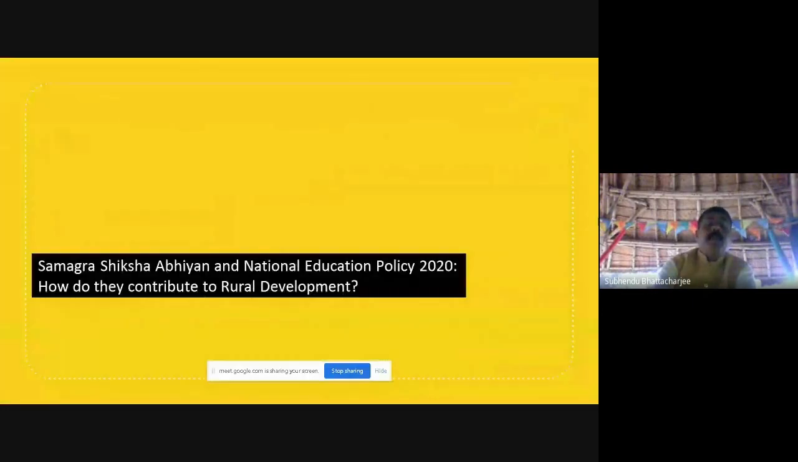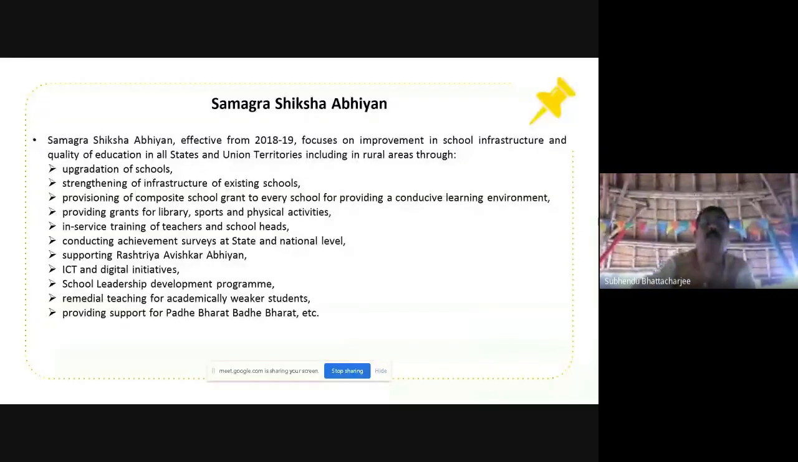Now I would like to discuss Samagra Shiksha Abhiyan and National Education Policy 2020. How do they contribute to rural development? Samagra Shiksha Abhiyan, effective from 2018-19, focused on improvement of school infrastructure and quality of education in all states and union territories, including rural areas, through upgradation of schools.